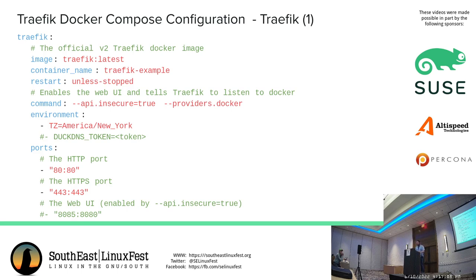Next, we'll map the HTTP and HTTPS ports into the container. I've left the last port mapping commented out just to show that while you can map a port for the Traefik web dashboard, it's not necessary because of the next part. So right now, coming into this container, we only have port 80 and 443.